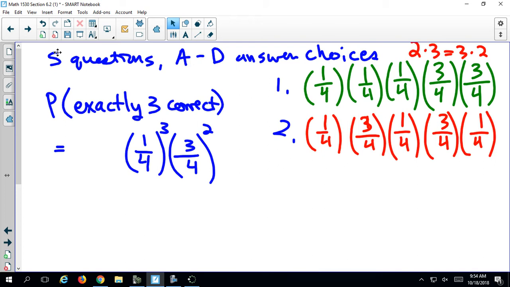Well, there are 5 of them, so that's 5 factorial, right? But some of them are identical. So if I switch those 2 C's, it's the same thing, right? So I'm going to divide by the identical items. So there are 3 C's, there are 2 I's, so I divide by that.